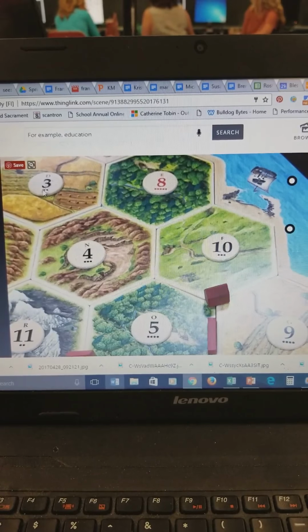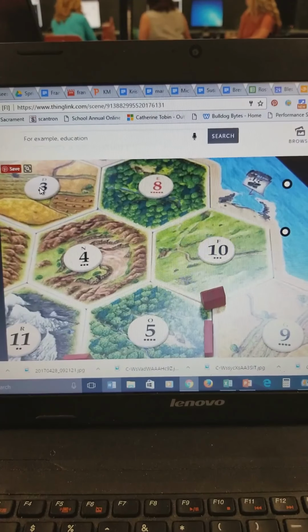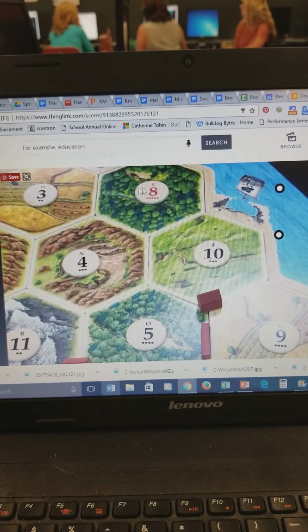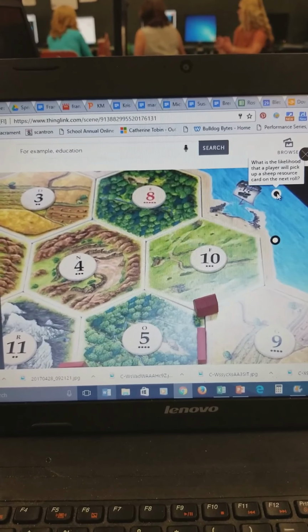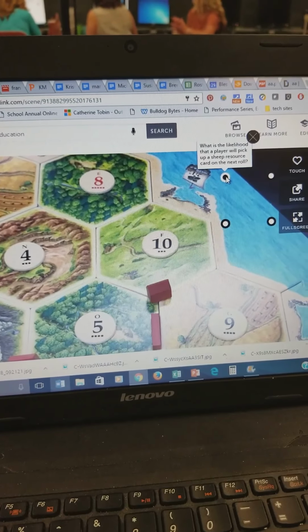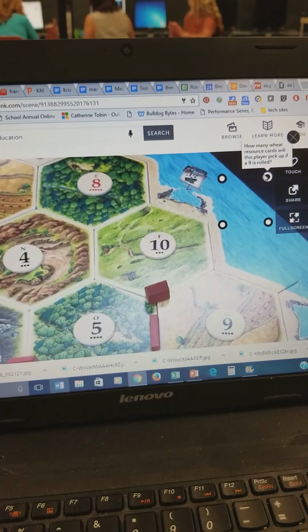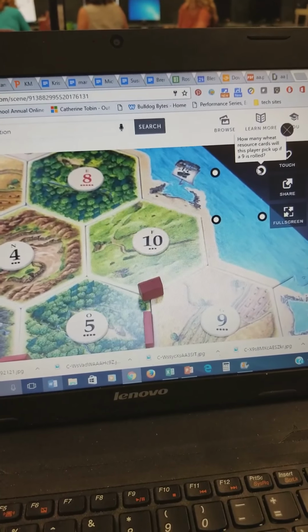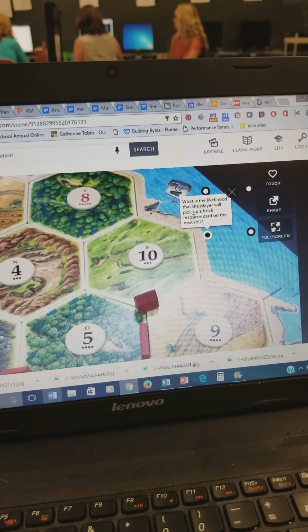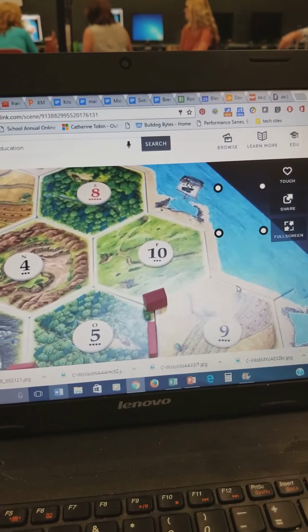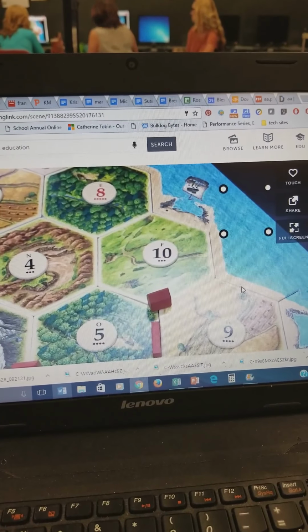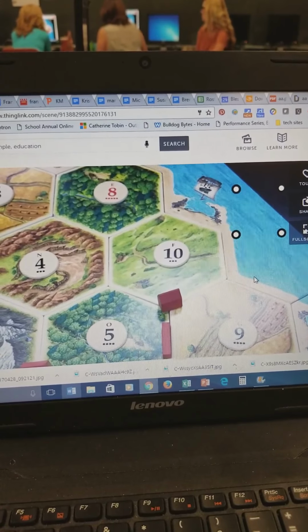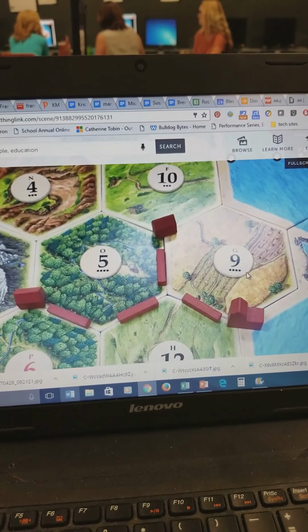So the idea is, at the end of our probability unit, that they will make something basically identical to this. The way this game works is you need certain resources to win. The light green ones are sheep, the dark green ones are wood, red ones are brick, yellow ones are wheat, and silver ones are rock. So you need all sorts of different combinations of resources to win the game.